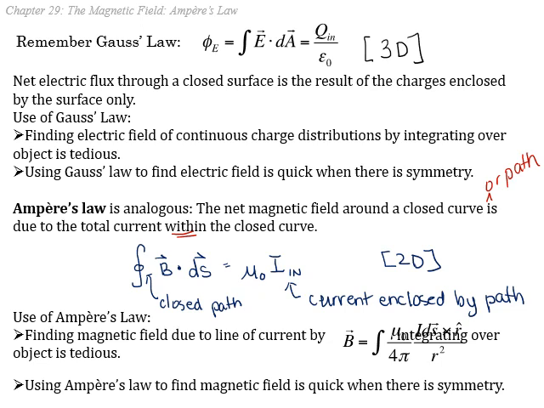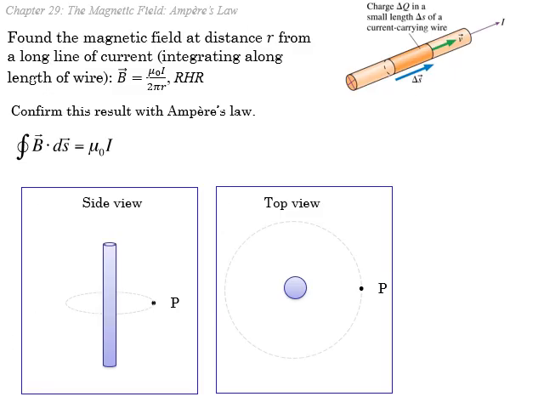So now using Ampere's law says that while we can find the magnetic field by doing an integration over an object, that's kind of a tedious way to do it. We can use Ampere's law instead to find the magnetic field as long as we have some symmetry. Let's start with an example of a long straight wire. We've already found the magnetic field around a long straight wire by doing an integral along the length of the wire. So that's a result we found already. Next, let's see if we can find it using Ampere's law.